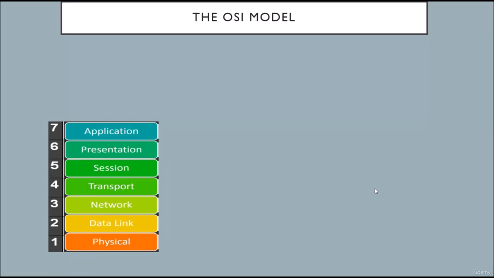In this lecture, we will talk about the OSI model. There are a total of 7 layers in the OSI model: application, presentation, session, transport, network, data link, and physical. And we will cover all of these in this lecture.